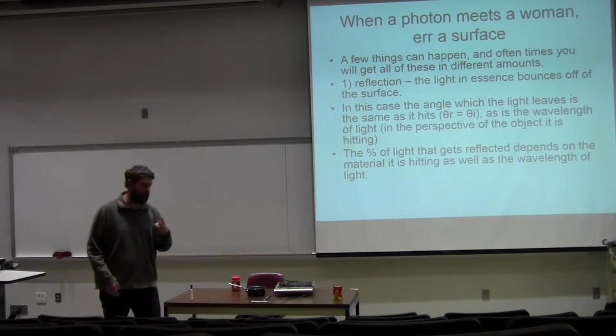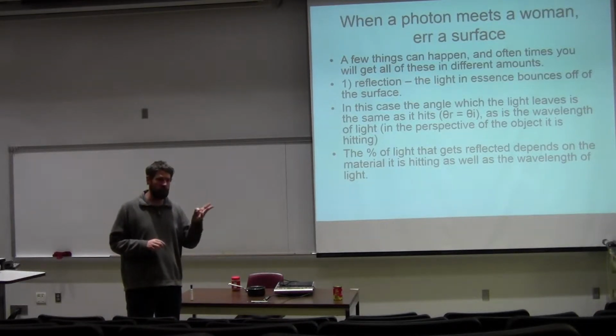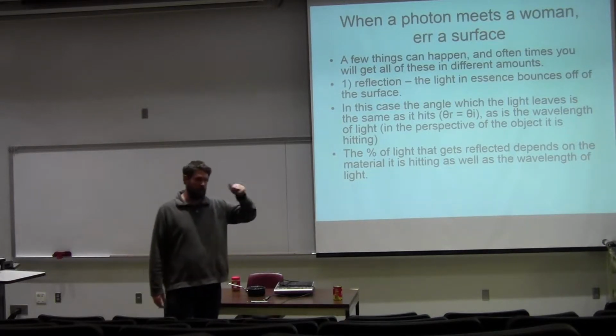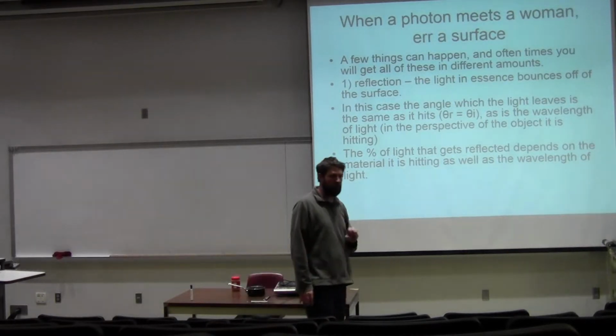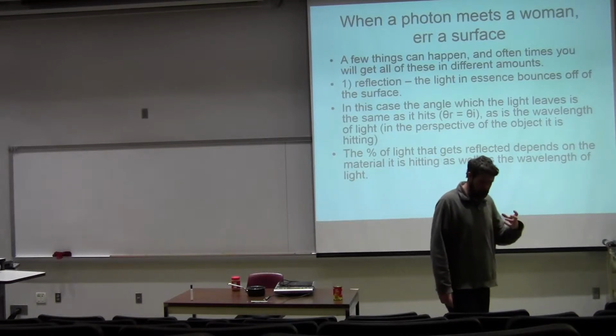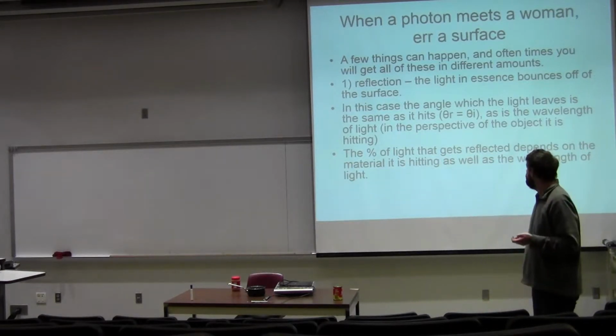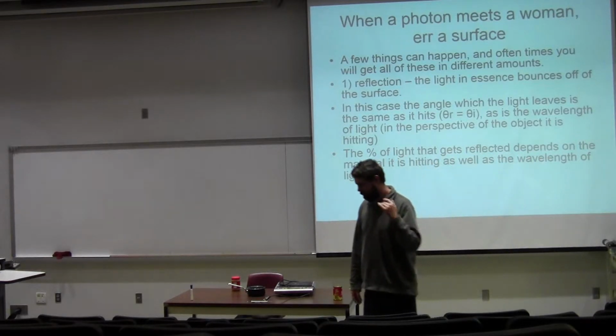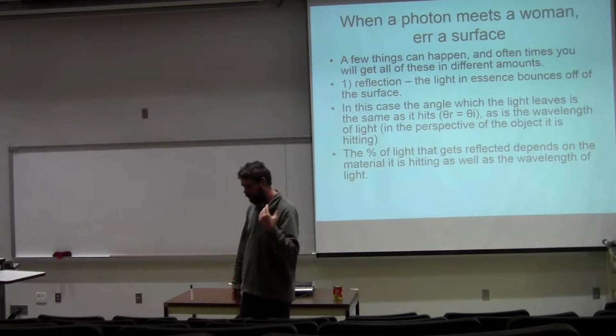There are three main things that can happen, and some of these other ones are subsets of those three main things. The first thing that happens is reflection. The light bounces off of that surface, kind of like when light hits a mirror. When light bounces off the surface, the reflected angle and the incident angle are equal.